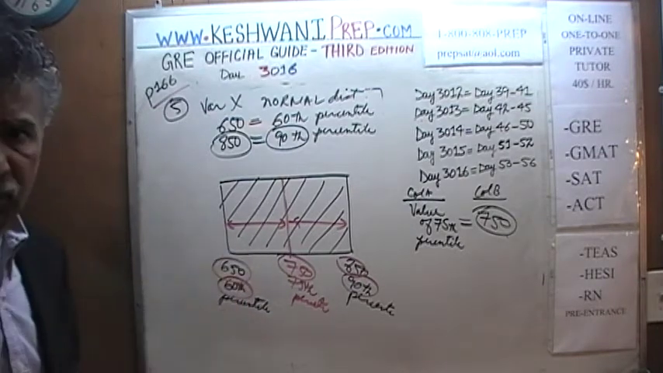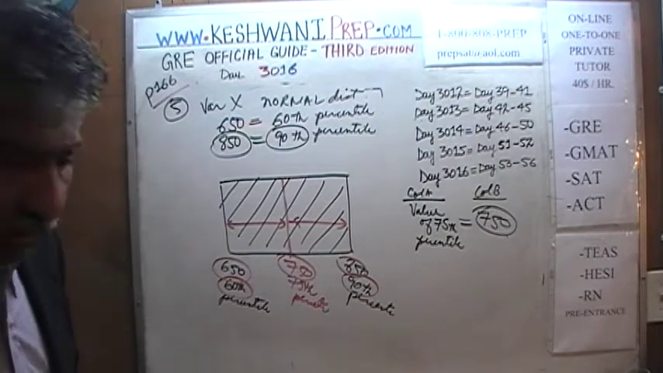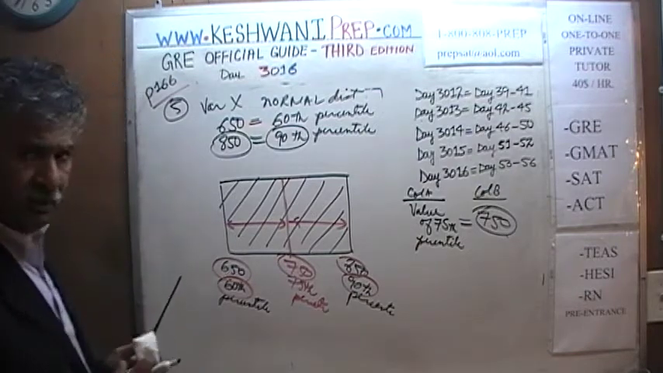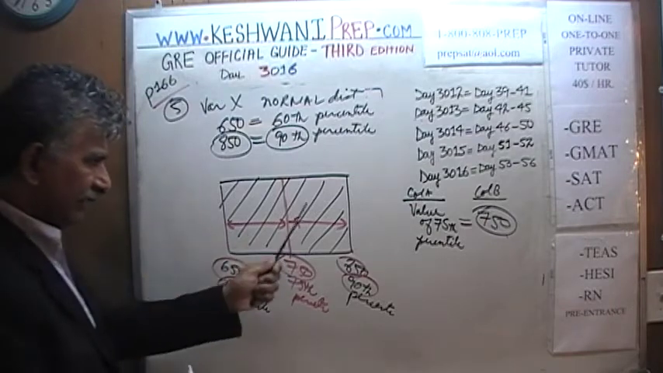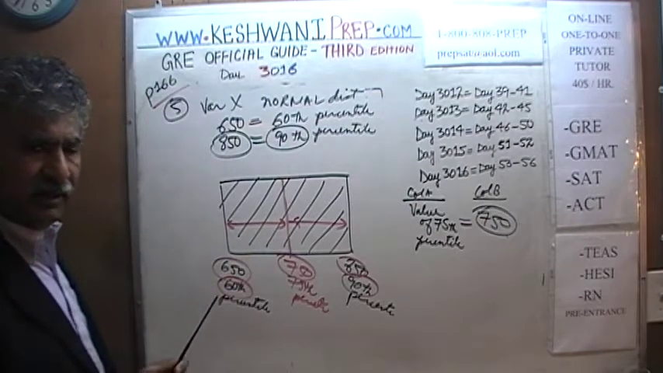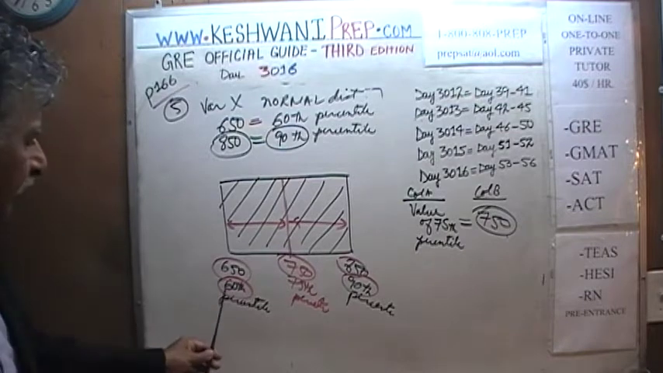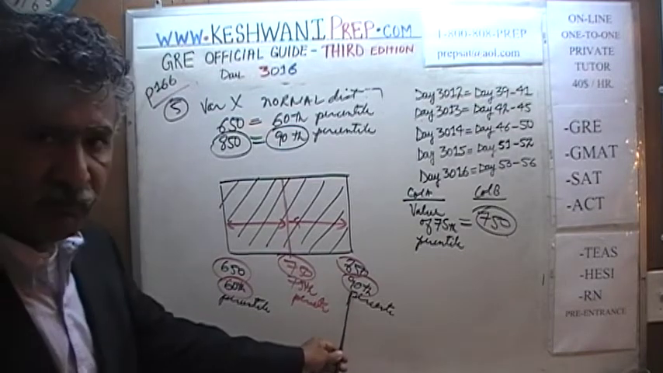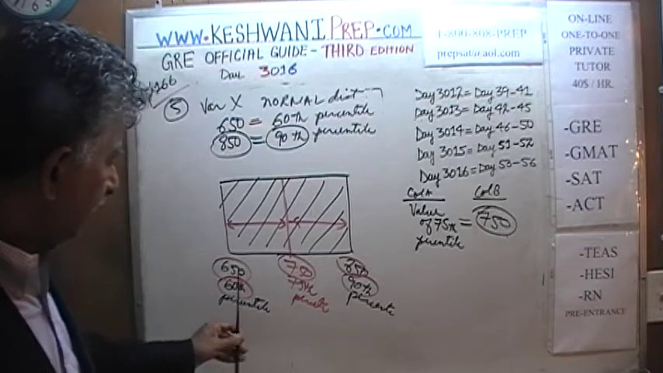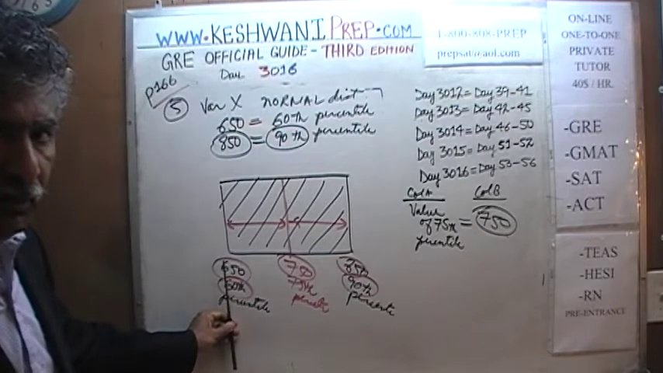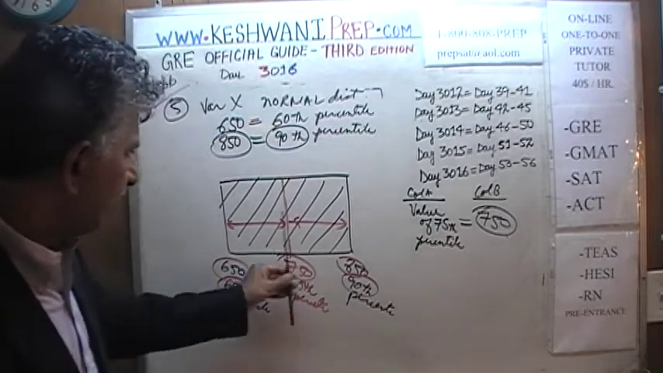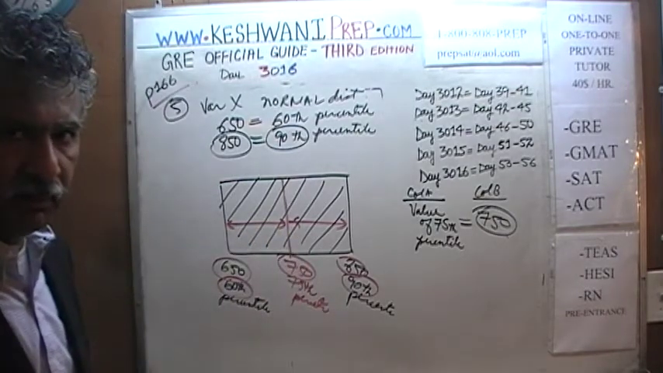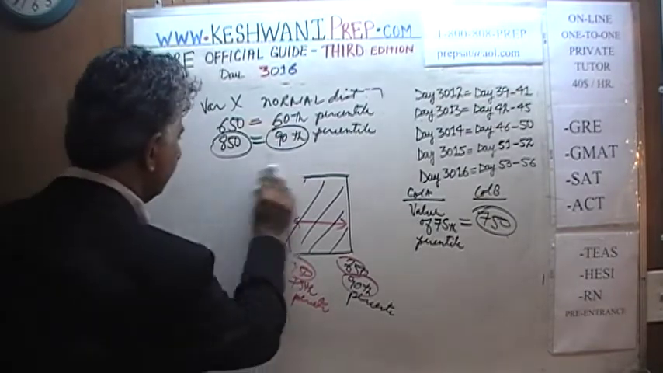It's not evenly distributed. The normal distribution looks something like this. Make sure you understand this part. It is not a rectangle. The area under the normal curve that falls from the 60th percentile to the 90th percentile, listen very carefully, does not look like this. It's not a perfect rectangle. It looks something like this.